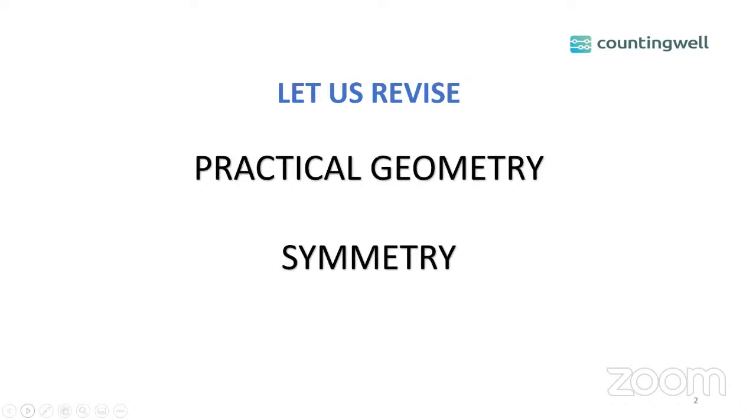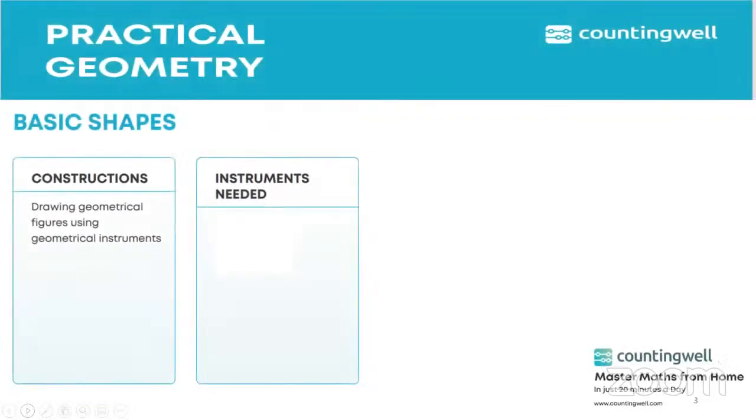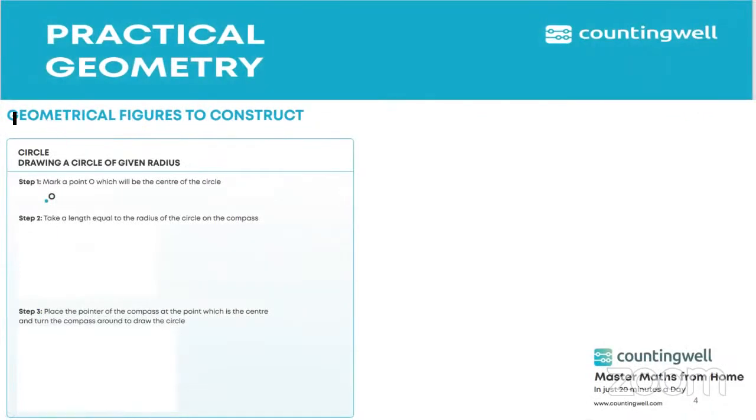In this session, I will take you through two chapters, Practical Geometry and Symmetry from Class 6. So let us start with the chapter Practical Geometry. For the construction of geometrical figures, we use some geometrical instruments. Let us see which are these instruments. So these are ruler, compass, and protractor. Let us see how to draw geometrical figures.